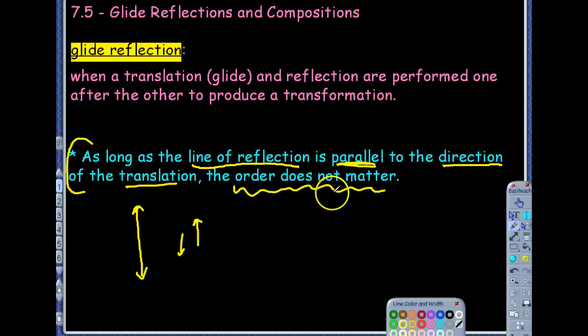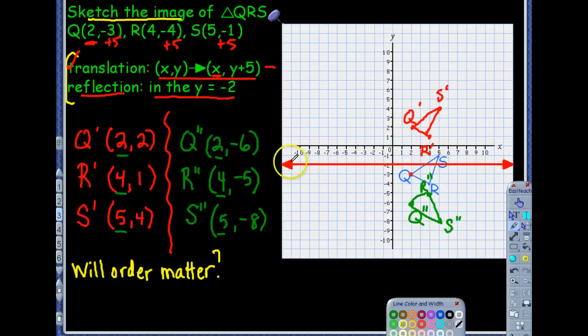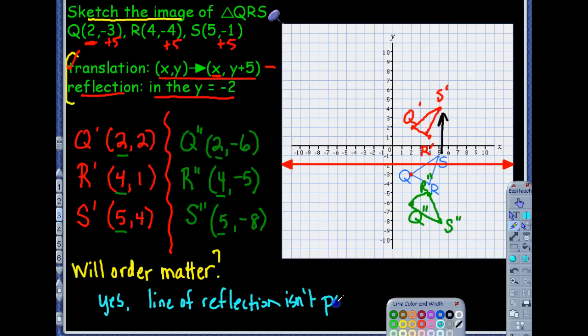the order won't matter as long as the line of reflection is parallel to the direction of the translation. So the line of reflection is a horizontal line, okay? And what's the direction of the translation? It's vertical, because we moved up. We moved up 5, but our line of reflection is horizontal. So are those not parallel? No. In fact, perpendicular. So will the order matter? Yes, it will. And the reason why is because your line of reflection is not parallel to the direction of the translation.